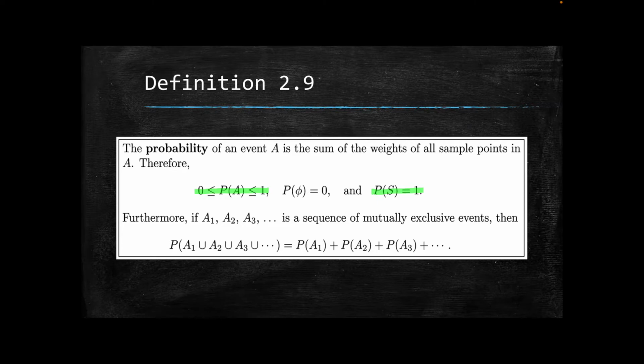Given two events, A and B, P(A) is larger than P(B) if and only if event A is more likely to occur than event B. Furthermore, if A1, A2, A3 is a sequence of mutually exclusive events, then the probability of the union of all the events is equal to the sum of the probabilities of the events.